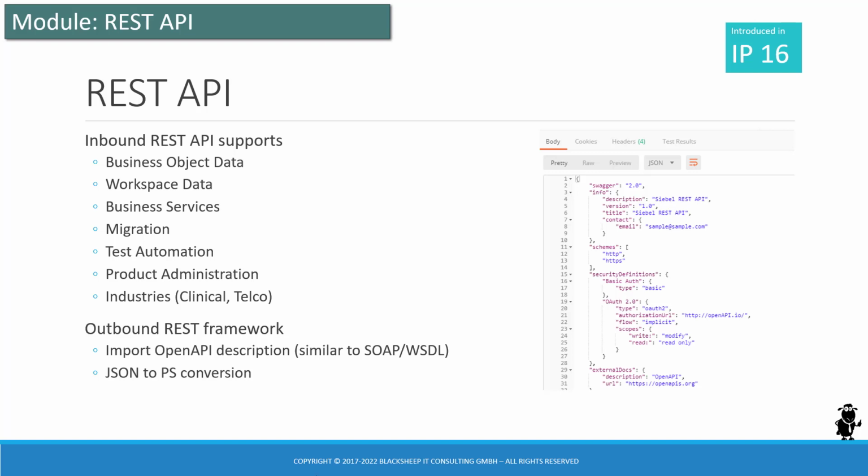Quite a lot there. Also, you will learn about the outbound REST framework, which allows you to import an open API description or Swagger file, very similar to what you might know from SOAP and WSDL files, and the JSON to property set conversion that happens implicitly or explicitly.